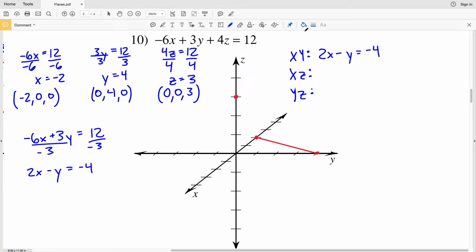Now onto the trace for xz. That occurs when y is equal to 0. So negative 6x plus 4z equals 12. And each of these is divisible by a 2, and let's divide by a negative 2. So that will leave us with a positive 3x minus a 2z equal to 12 divided by negative 2, which is a negative 6. So 3x minus 2z equals negative 6 is the trace for xz.